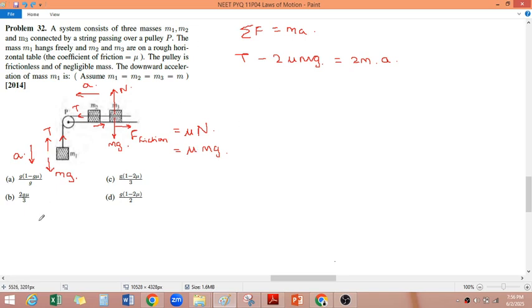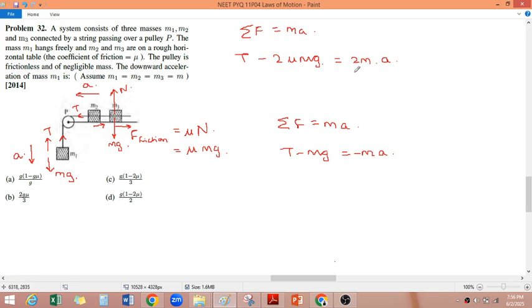Similarly, if you write it for the vertical direction, sigma F is equal to MA. So T minus mg is equal to MA. Since it is going downwards, I told you we have to put a minus. Okay, so here this way I have taken it as positive. This way it is negative, and since acceleration is also this way, I am taking it as positive here.